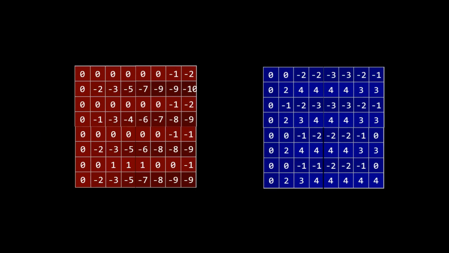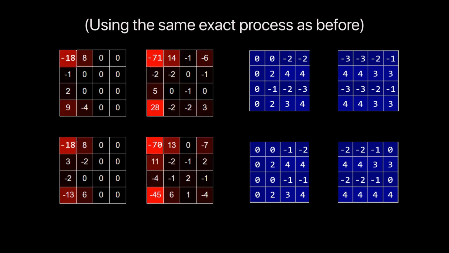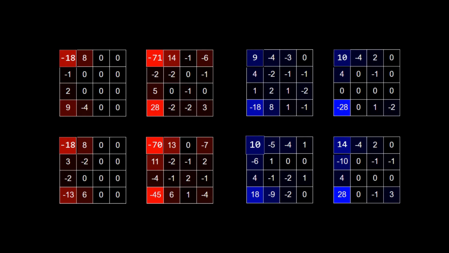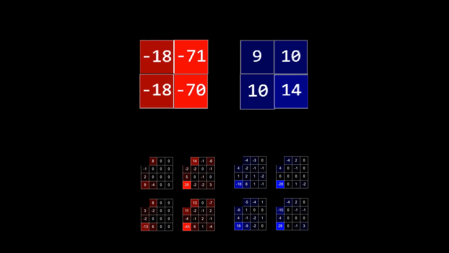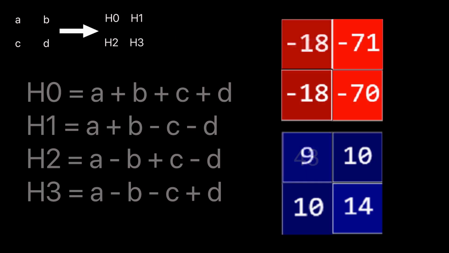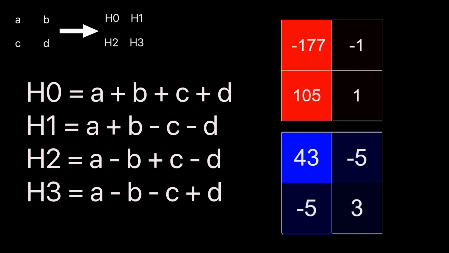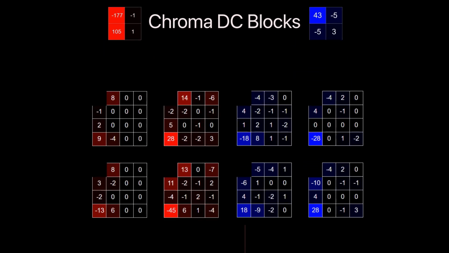After transforming the Luma residuals, we do the same for the two 8x8 Chroma residuals by splitting each into four 4x4 blocks and then transforming those individually. Once you have those four transformed 4x4 blocks, you remove the first coefficient from each and gather those into a 2x2 block arranged like this: AB on the top row and CD below. Then, transform them into four coefficients H0, H1, H2, and H3 like so. We'll call these four coefficients our Chroma DC block. Meanwhile, the remaining coefficients in each 4x4 block, now without the DC coefficient, are referred to as Chroma AC blocks.